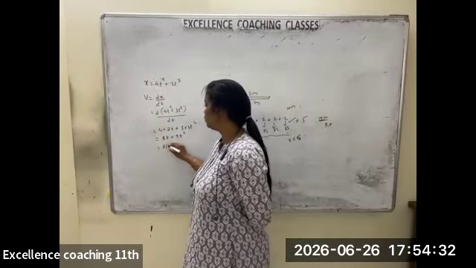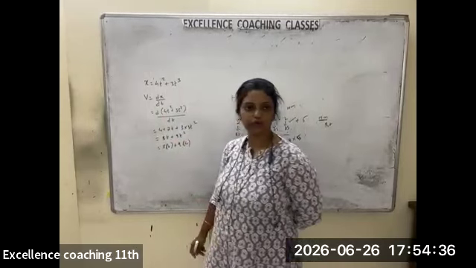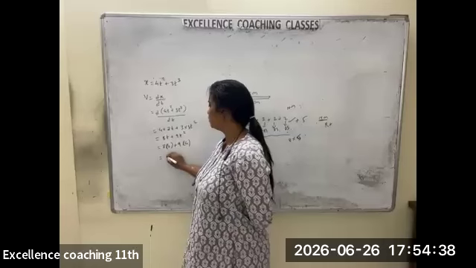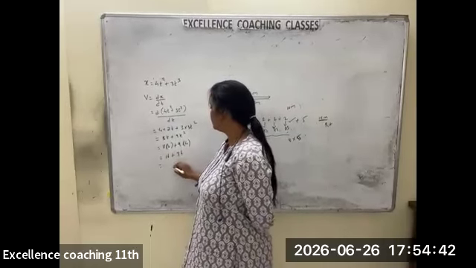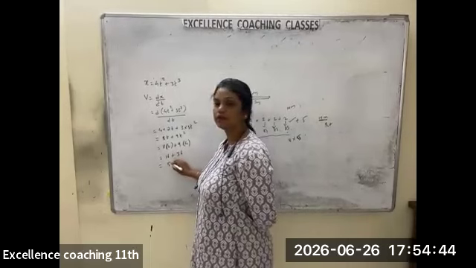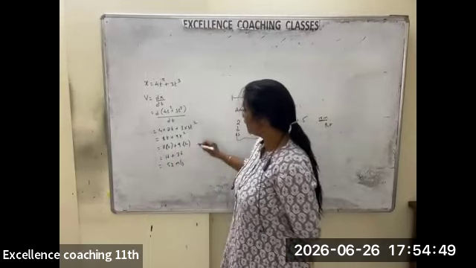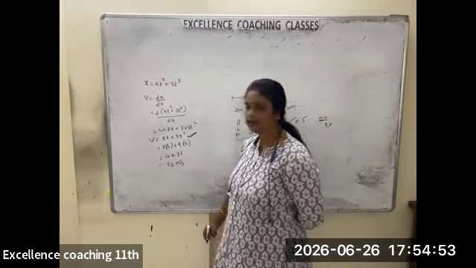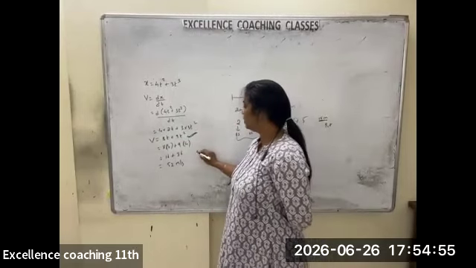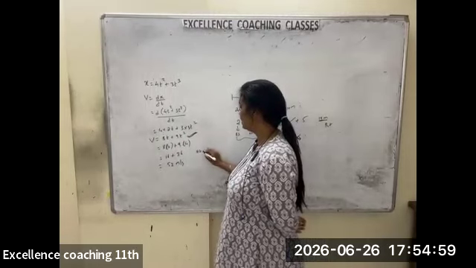Now you substitute your 2 there. This will be 4. What is the answer? 8 twos are 16. 4 nines are 36. So how much does it come? 52 meter per second. Now take this equation. This is your velocity equation, right? With respect to t. And find out acceleration. Acceleration is dv by dt.